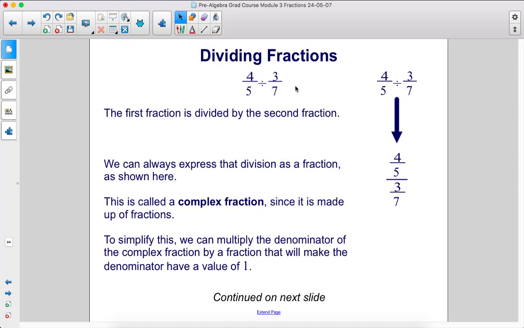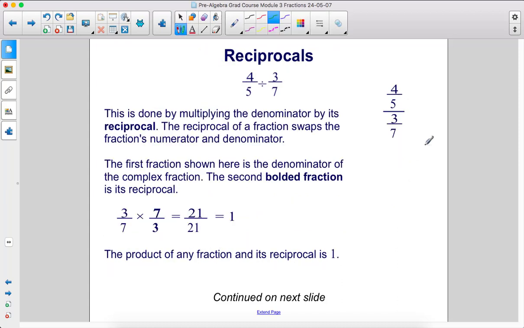We can always express that division as a fraction, as shown here, 4/5 over 3/7. This is called a complex fraction, since it's made up of fractions. To simplify this, we can multiply the denominator of the complex fraction by a fraction that will make the denominator have a value of 1. This is done by multiplying the denominator by its reciprocal.